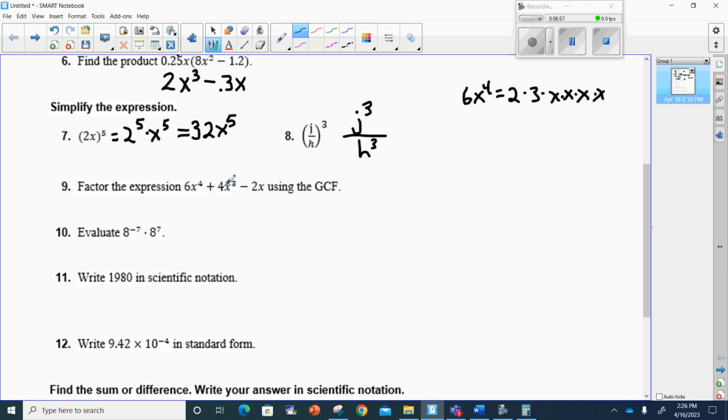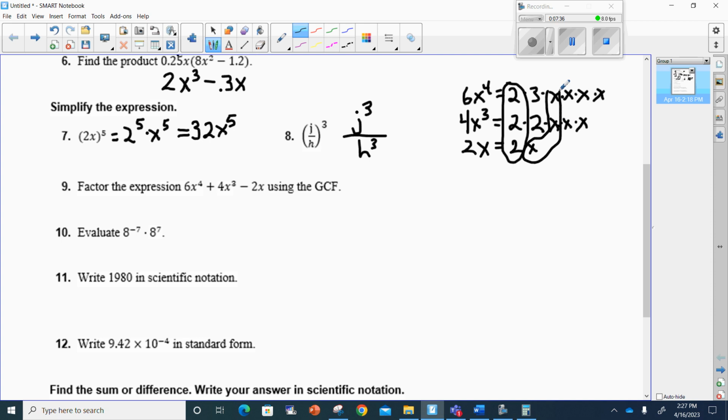Now we have 4x to the 3rd power. Now it's going to be equal to 2 times 2 times x times x times x. And next we have a negative 2x. And there's no way to do that. You just have, well, 2, right? Because 2 times 1 is it, and then x. So where are my common factors? Well, we know 2 is a common factor because that's in every one of them. And we know x will be a common factor.